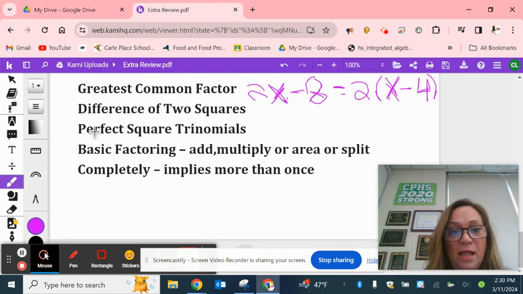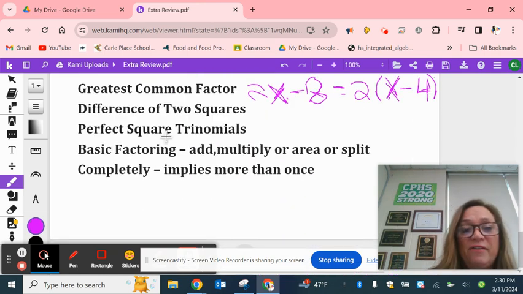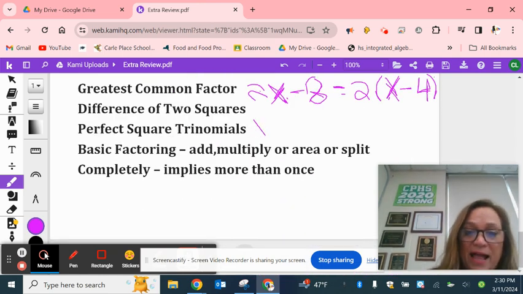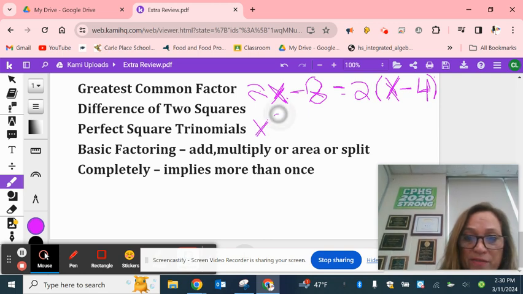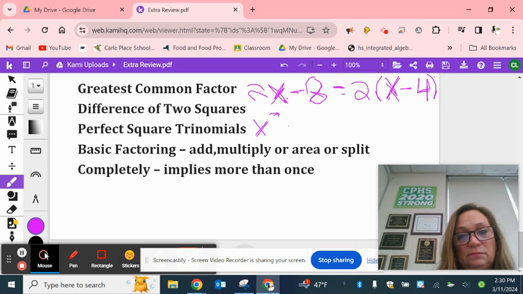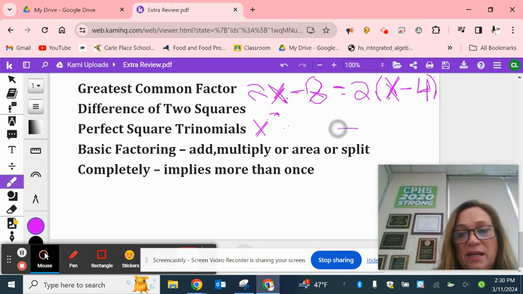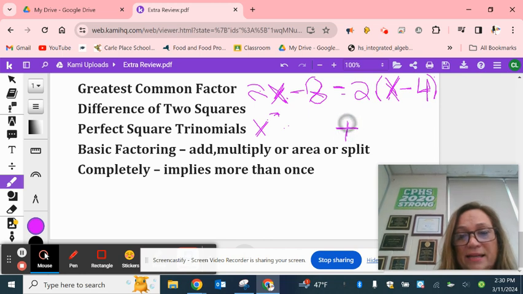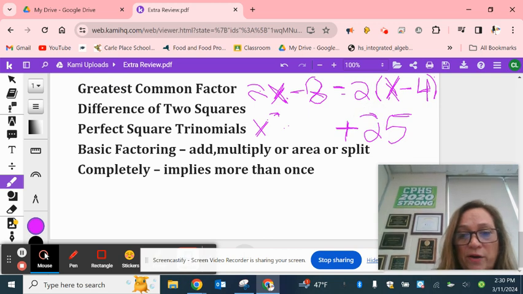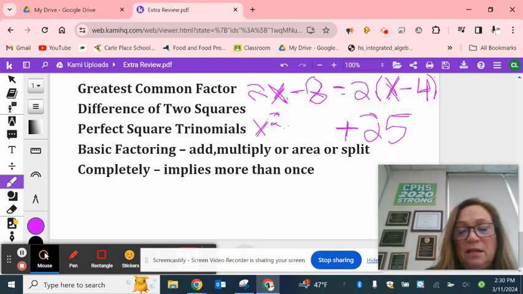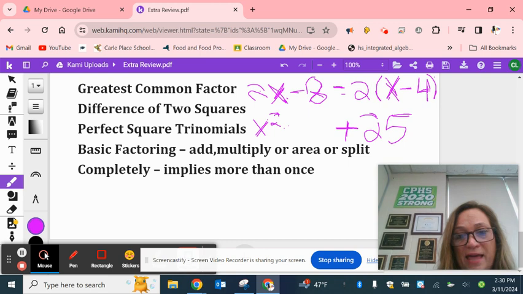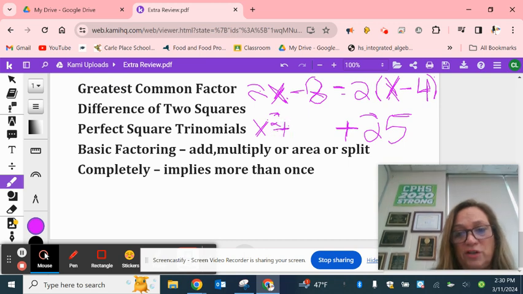Okay. Perfect square trinomials, gotta love it. It's always going to have a perfect square in the front. I wish this pen would write. And then it's always going to have a perfect square at the end. And if you take the square root of that and then multiply by 2, that's going to give you the coefficient of your linear term.